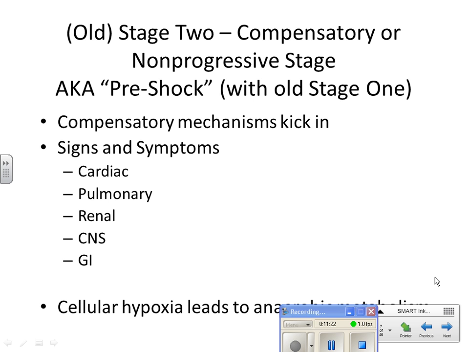So cardiac symptoms, we're going to see tachycardia. We're going to see somewhat of a decrease in the effectiveness of this. We're not really going to get back to homeostasis with this compensatory stage. So there's going to be a drop in perfusion in the periphery. We may see some cold, clammy skin and decreased capillary refill in this stage.